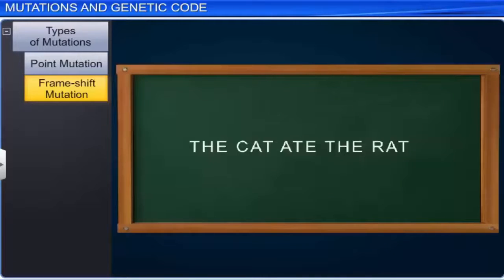For instance, in our example, if we insert two letters R and K, it will change the reading frame, and hence the altered statement will read, "The cat arc ate her at." Whereas, if we delete the two letters, that is one C and one A, from the original statement, the altered statement will read, "The tat eth era T."